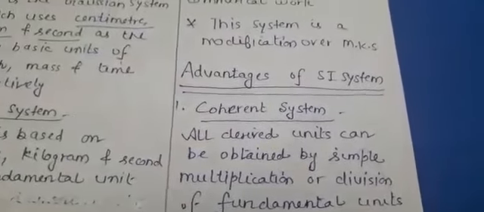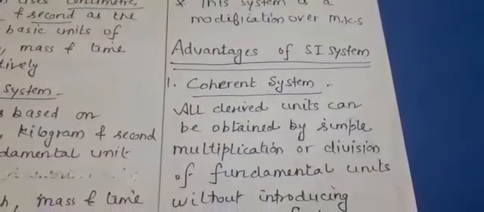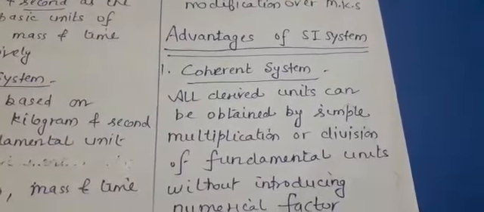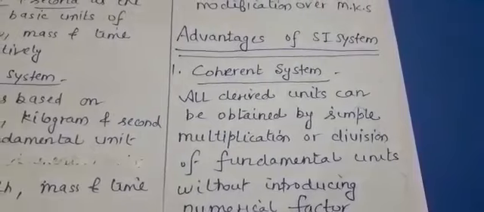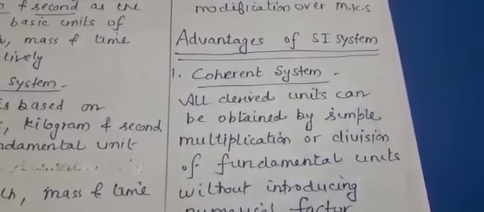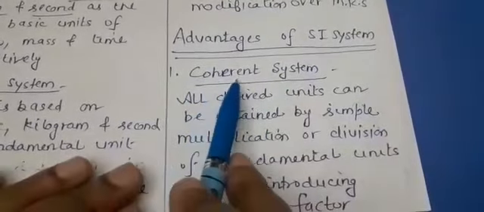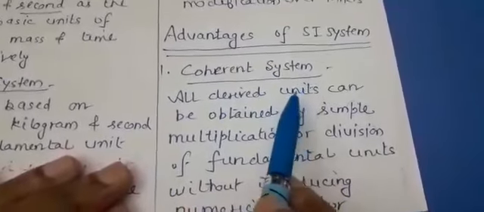Now, advantages of SI system. Here, the question can be asked: give the advantages of SI system, or its advantages can be asked in definition form also. So, learn and understand this particular topic carefully. First is coherent system. C-O-H-E-R-E-N-T. Coherent system. What is the meaning of coherent system?